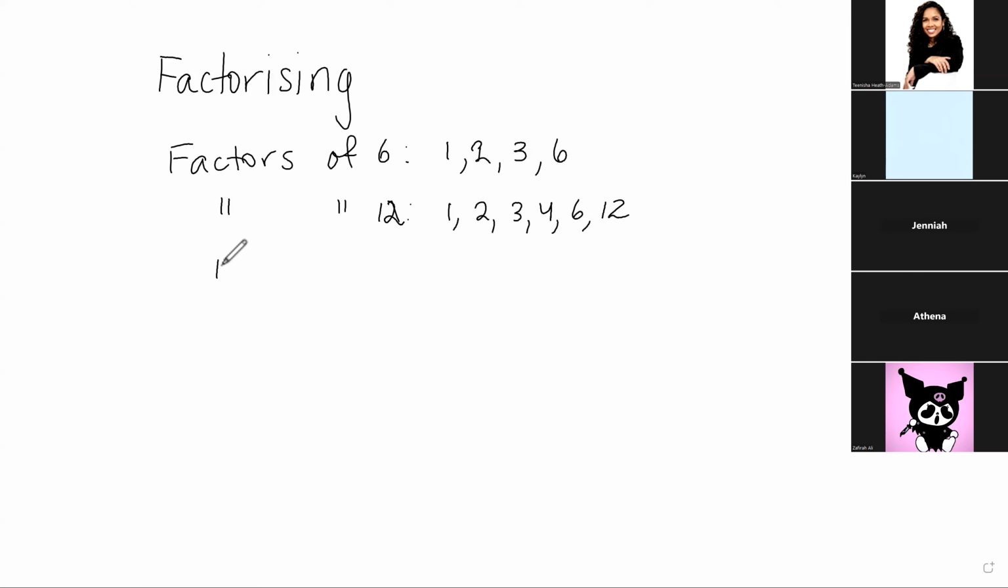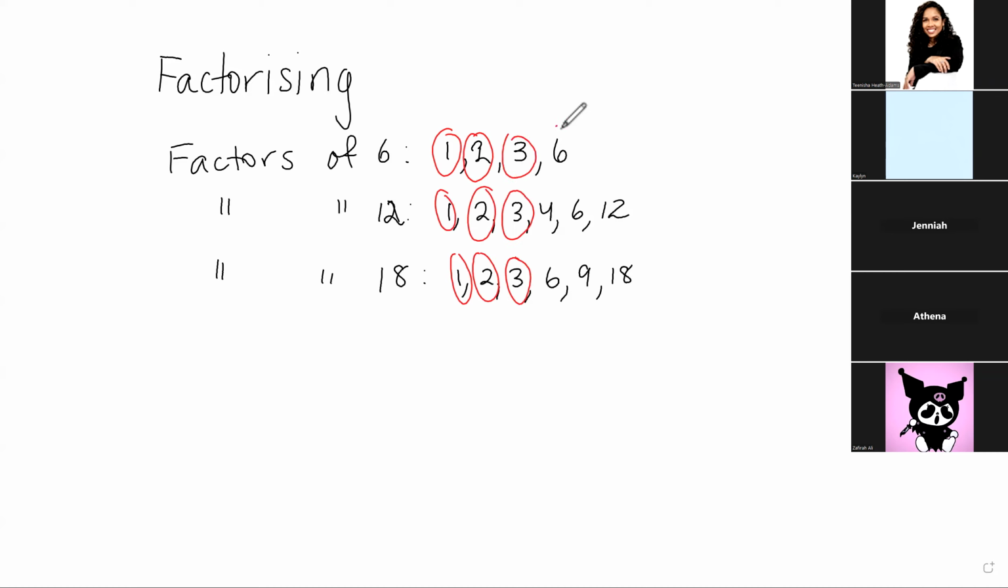And then if I think of the factors of, say, 18, well, the factors of 18 will be 1, 2, 3, 6, 9, and 18. All right. And if you realize all three of those have some common factors, right? So 6, 12, and 18, they all have common factors. Well, 1 is common to all of them. 2 is also common. 3 and 6, right?